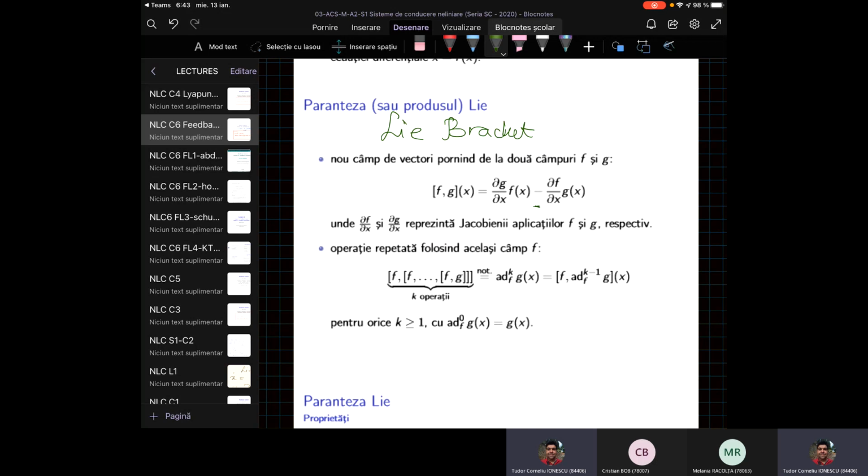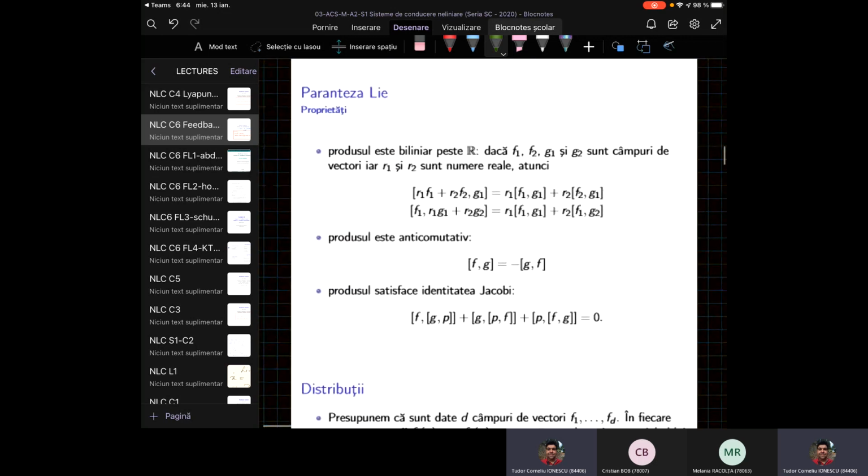Of course, the Lie bracket has some interesting properties. You can also do it successively, k times, and we use this notation because it is easier to write with a power k. First of all, the Lie bracket is not linear but bilinear. So the Lie bracket of r1 f1 plus r2 f2 and g1, where r1 and r2 are constants, is r1 times the Lie bracket of f1 and g1 plus r2 times the Lie bracket of f2 and g1.